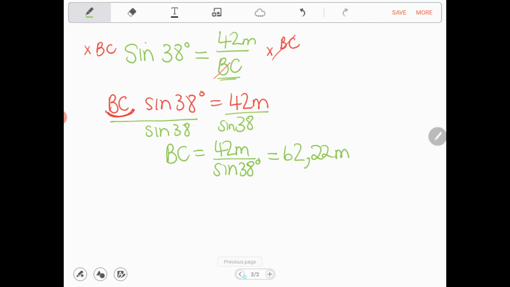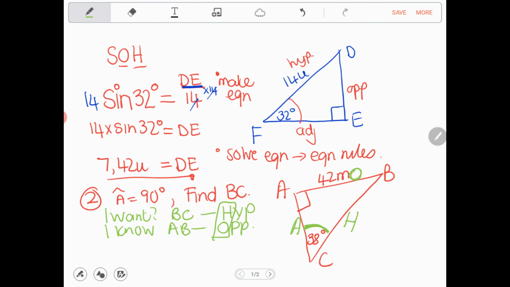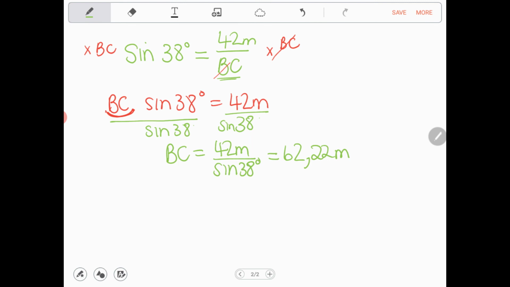All right, let's just look back quickly. I've worked out that this is 62,22. And I always like to go back and check that my answers are feasible. In this triangle, we're looking for the hypotenuse, so it has to be the longest side, so it has to be bigger than my 42, and the answer is bigger than 42, so that is a feasible answer. Just check if your answer is feasible or not.